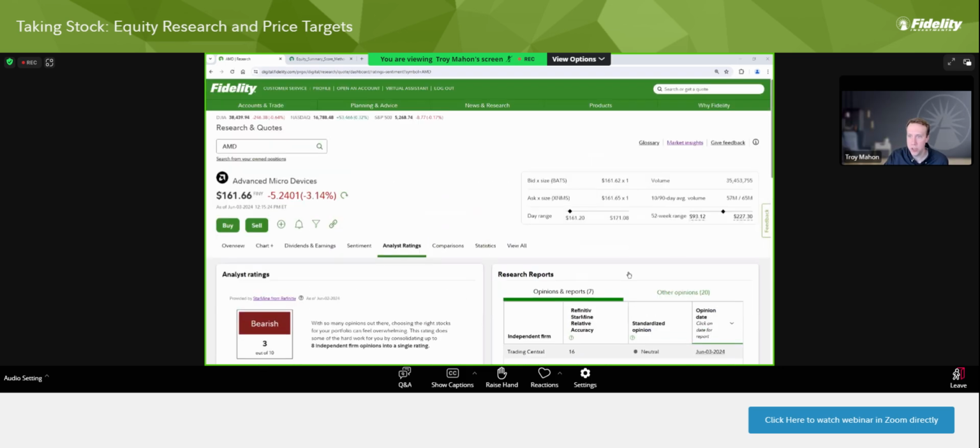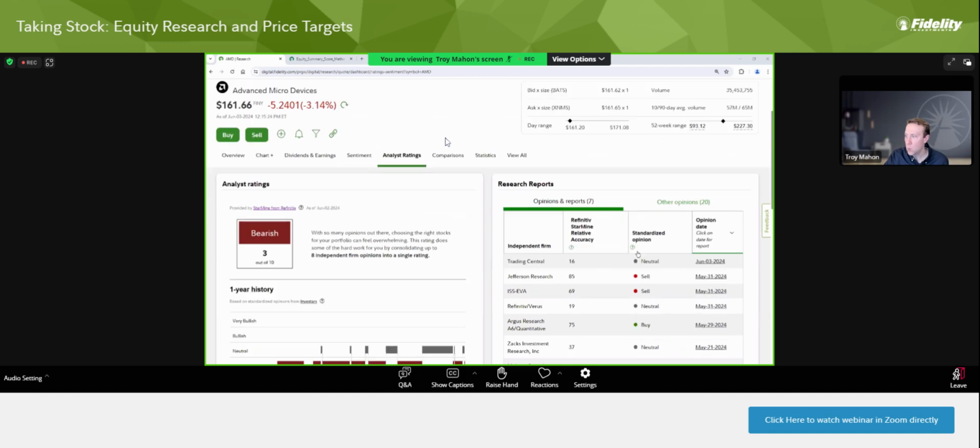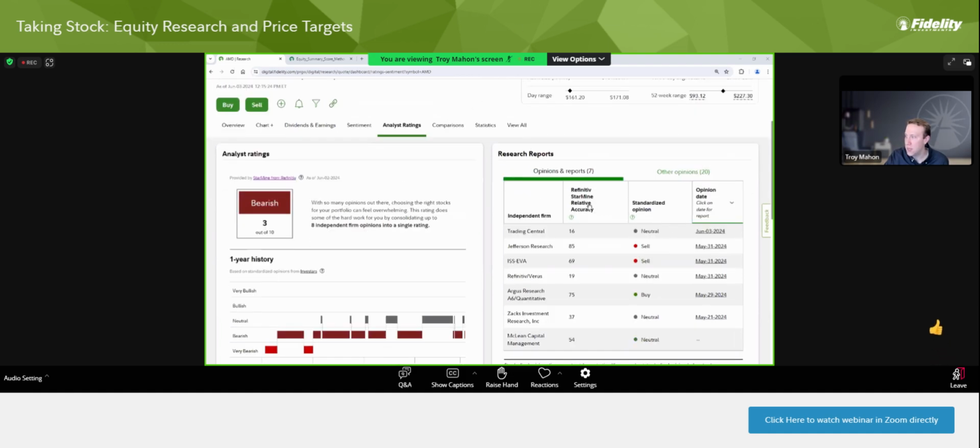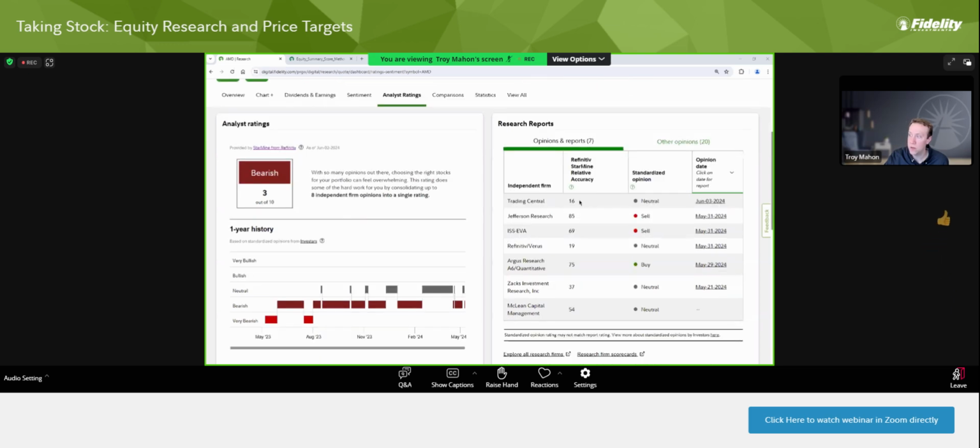So, for example, I'm still sharing the screen for AMD. If we look at the Refinitiv StarMine relative accuracy score, which is how much we're weighting based on how accurate their recommendations have been, we can see Jefferies is quite a bit higher rated, and they have a sell rating on it. ISS-EVA is 69, which is a little bit higher than Trading Central. It's got a sell rating on it. Whereas Argus has a buy rating, and this is all within about a couple days. So the idea is we can read who's really bearish, who's really bullish, and what their cases are.